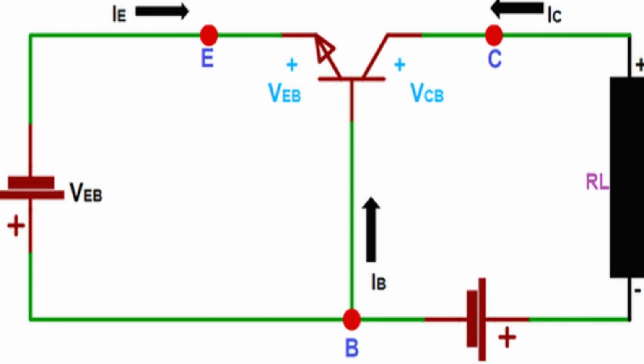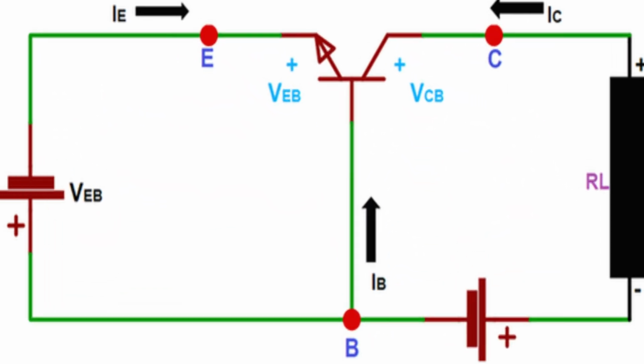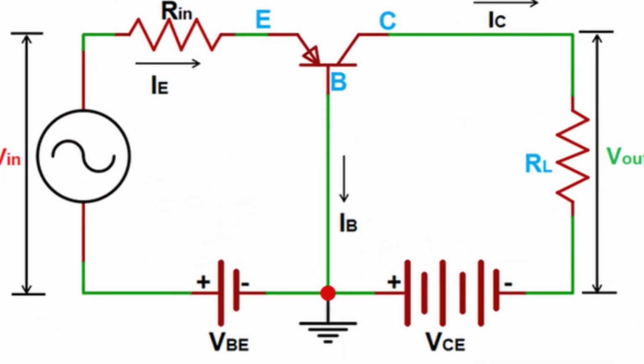1. Common base, CB, configuration. 2. Common emitter, CE, configuration. 3. Common collector, CC, configuration. Among these, the common base configuration will have voltage gain, but no current gain. Whereas the common collector configuration has current gain, but no voltage gain, and the common emitter configuration will have both current and voltage gain. Common base, CB, configuration.